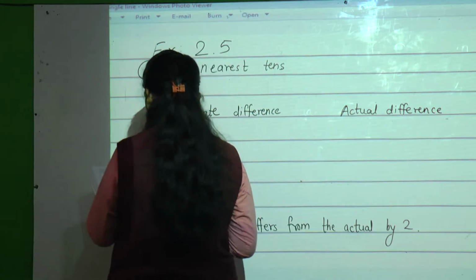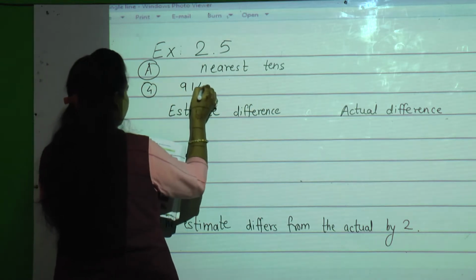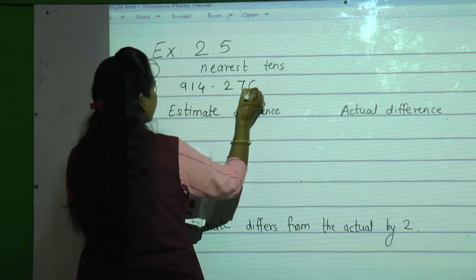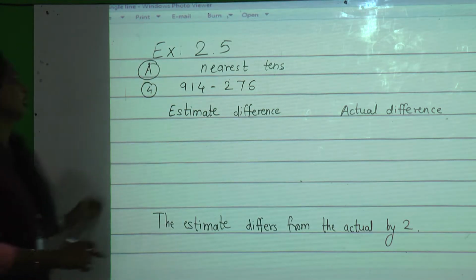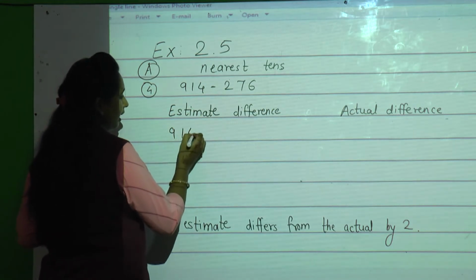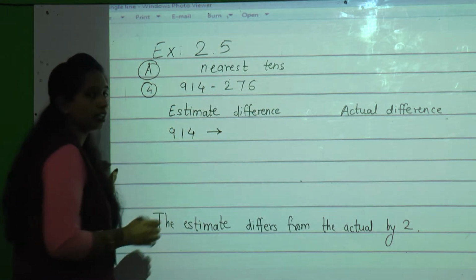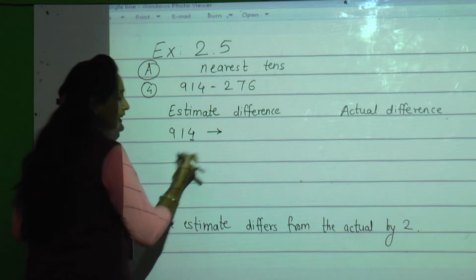What is the fourth number? 914 minus 276. Now see, this is the question. Nearest tens we have to find out. Write the number. So whenever we are rounding off to the nearest tens, underline the ones place.